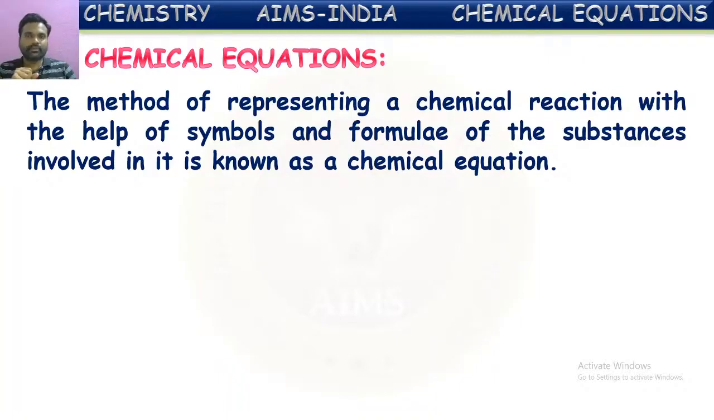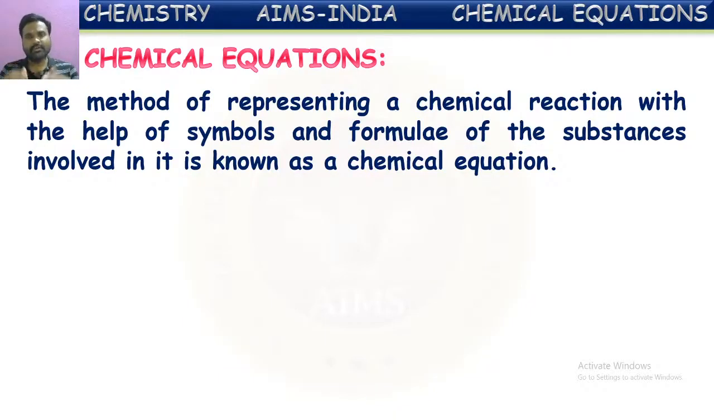formula. The shorthand representation of the chemical formula of a compound is known as its formula. Suppose you say calcium carbonate, instead of writing calcium carbonate completely, we can write just CaCO3. It is a shorthand representation of calcium carbonate. So CaCO3 is called the formula of calcium carbonate, the shorthand representation of the name of a compound.